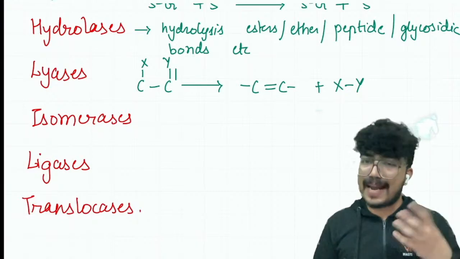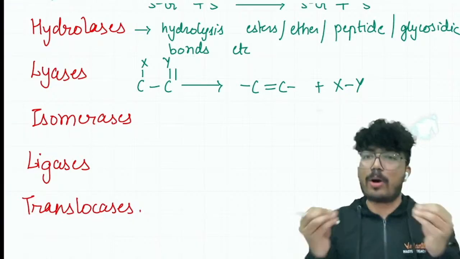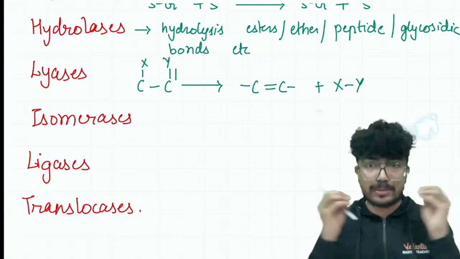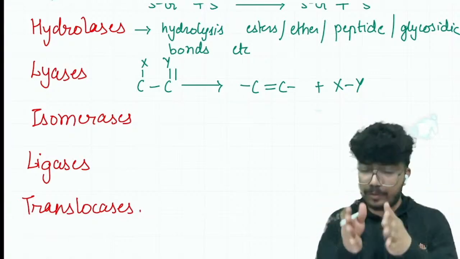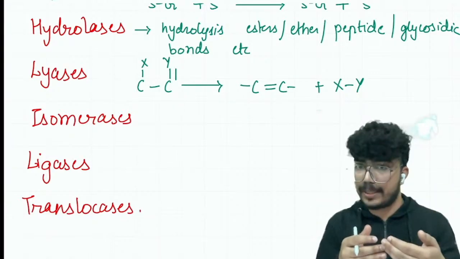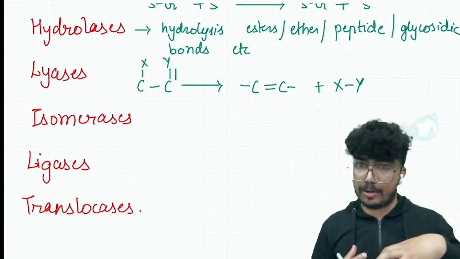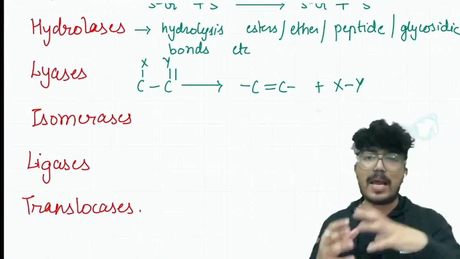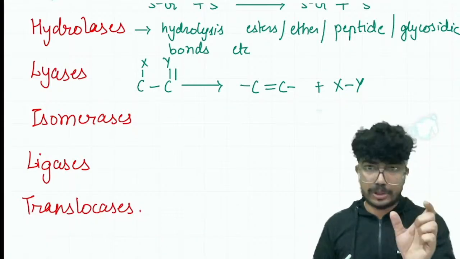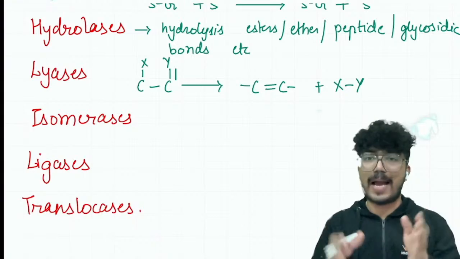Then we have the ligases. Ligases cause the bonding of chemicals. Now we have to establish a new bond, so we have to supply it with some energy. The energy comes from ATP hydrolysis. Energy will get generated, and that generated energy will be utilized to establish a new bond.